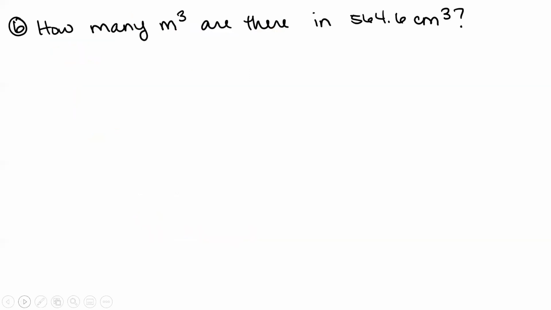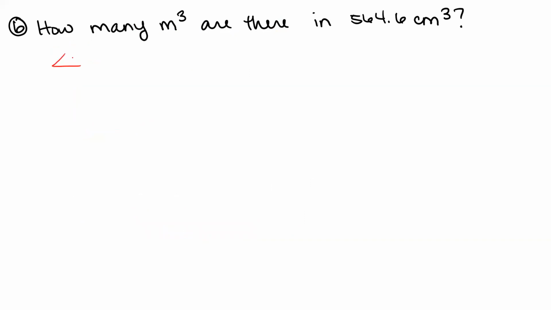So finally, in this last problem, this is where it gets a little bit interesting. We want to know how many meters cubed there are in 564.6 centimeters cubed. This is a little bit of a different concept. You can't just go and say there are 100 centimeters in a meter. While that is true, there are not 100 centimeters cubed in 1 meter cubed, for this reason.